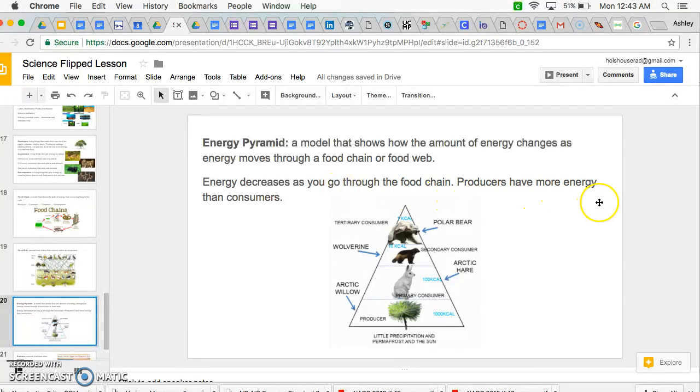So producers have more energy than consumers. When you start from the bottom, you have that bigger block, and that's our producer. So in this example, we have a tundra biome as our food chain within this pyramid.